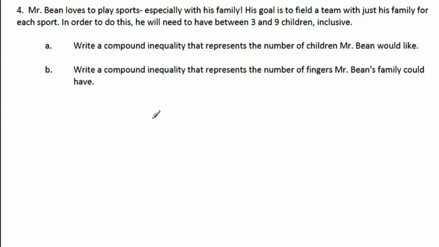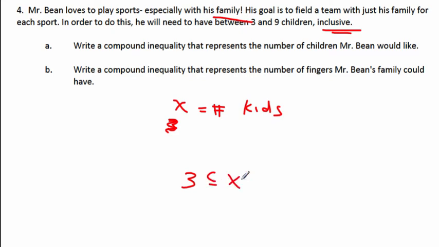How about 4? Bean loves to play sports, especially with his family. He will need to have between 3 and 9 children inclusive. That means including 3 and including 9. So we're going to write a compound inequality. Let x equal the number of kids that Bean has. So, let's go. 3 has to be less than or equal to x, has to be less than or equal to 9. That's easy enough.